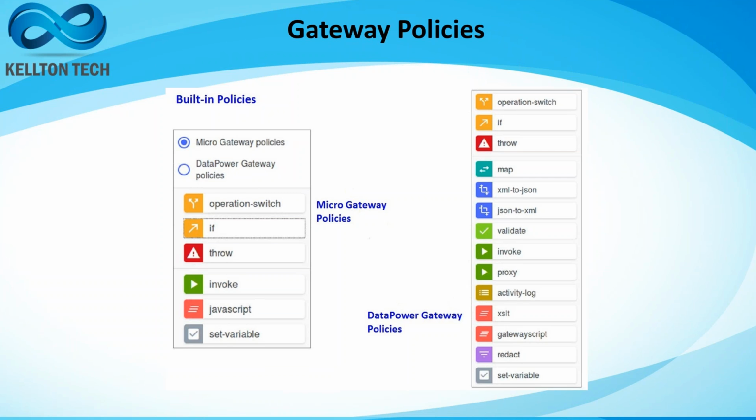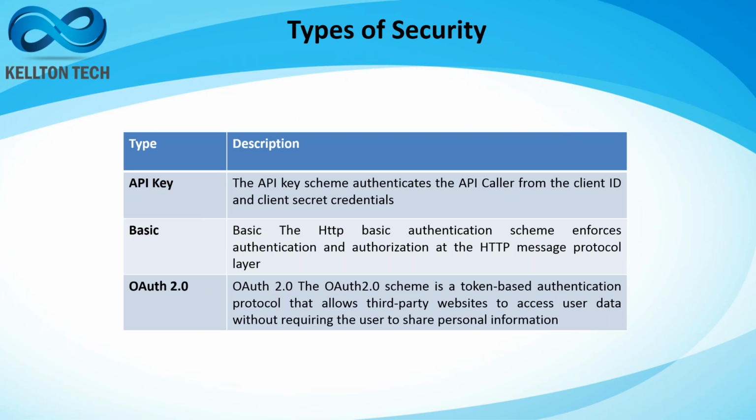What are the types of security offered by API Connect for the API definitions? Three types: API keys, HTTP basic, and OAuth 2. An API key is one that uniquely identifies the client application. The developer has to register in the API portal with their application, and that's when they get their key, and the client ID and client secret get generated, and then that's what they will use whenever they are trying to access that API.